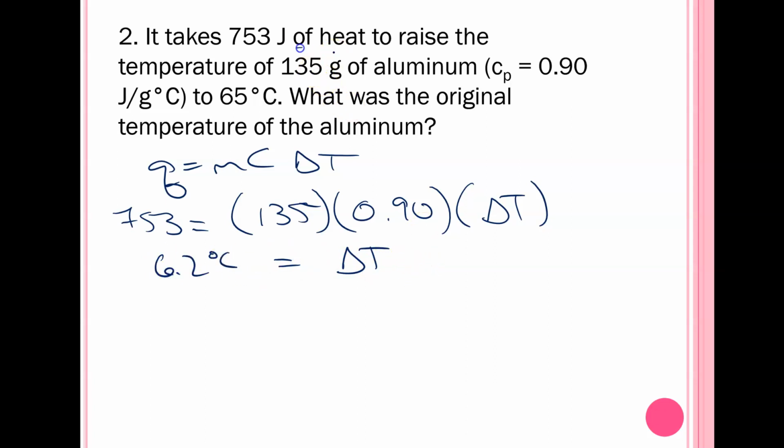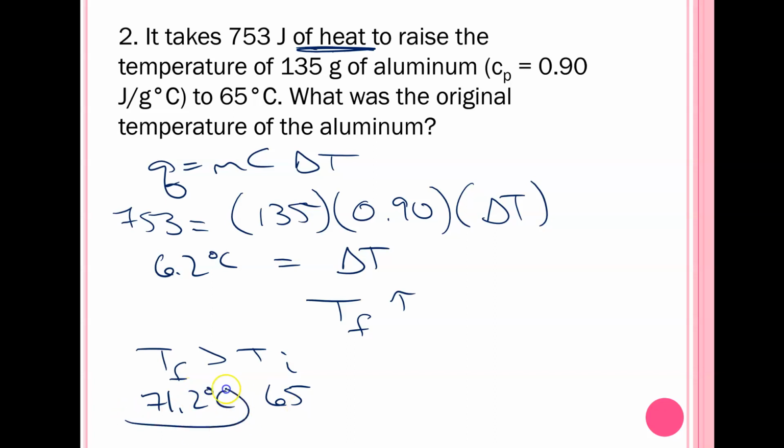So it took in heat. What's going to happen to the temperature of the aluminum? Well, the temperature is going to have to go up. So if TF is greater than TI, and TI is 65, then TF has to be 71.2 degrees C.